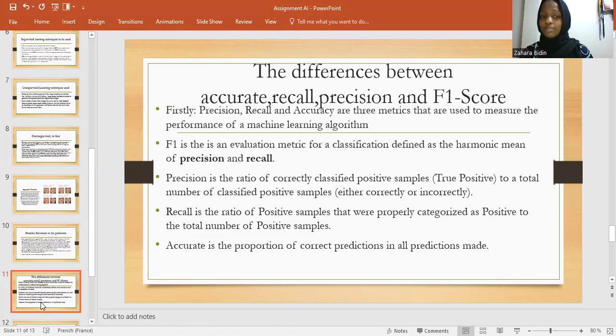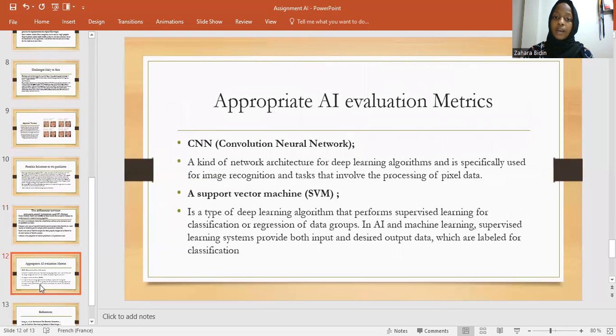Then that brings the difference between precision and recall, whereby recall is a ratio of positive samples that we properly categorize as positive to the total number of positive samples. In this, we're not looking at either correctly or incorrectly. Then accuracy is a proportion of correct predictions in all predictions made. In other words, we categorize all the predictions made, and those ones that are correct will be regarded as accurate.